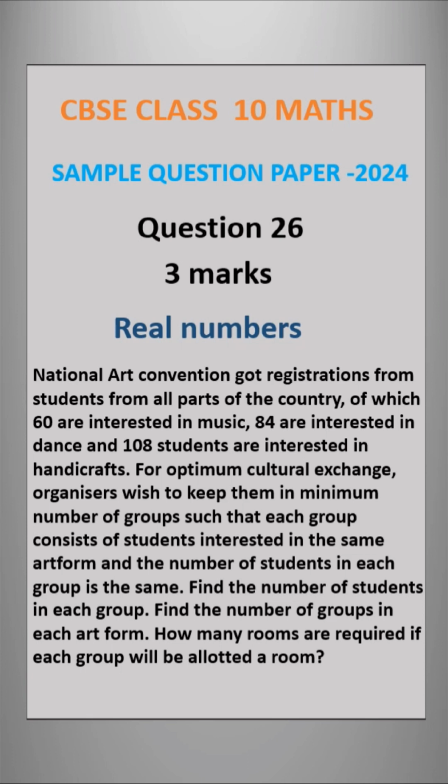interested in music, 84 are interested in dance, and 108 students are interested in handicrafts. For optimum cultural exchange, organizers wish to keep them in a minimum number of groups such that each group consists of students interested in the same art form and the number of students in each group is same. Find the number of students in each group. Find the number of groups in each art form. How many rooms are required if each group will be allotted a room?